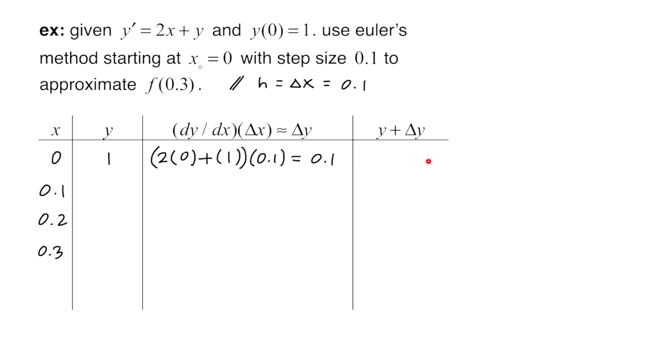So again, over here in this column, we add this y and this change in y. When you add these, you get 1.1, and we're going to drop that down over here. So 1.1 goes right here.